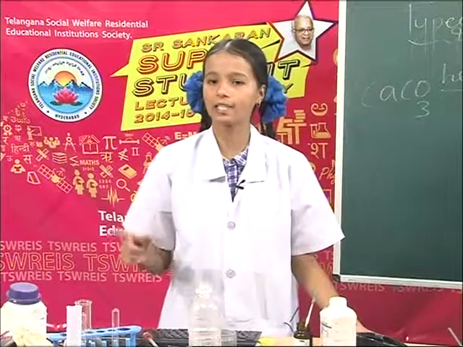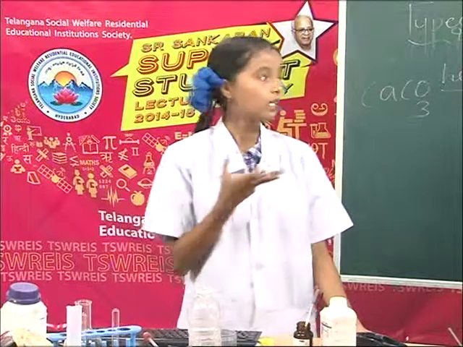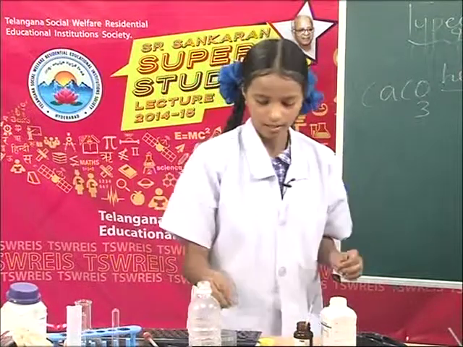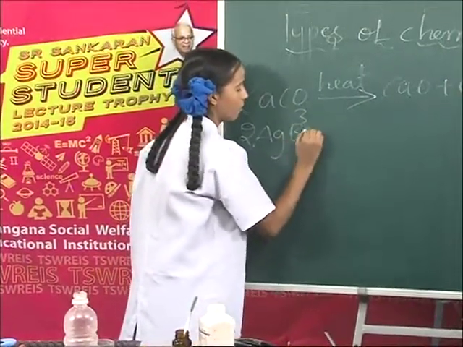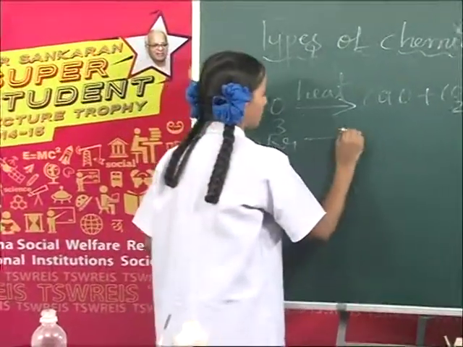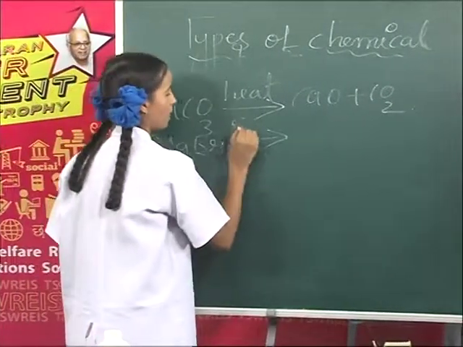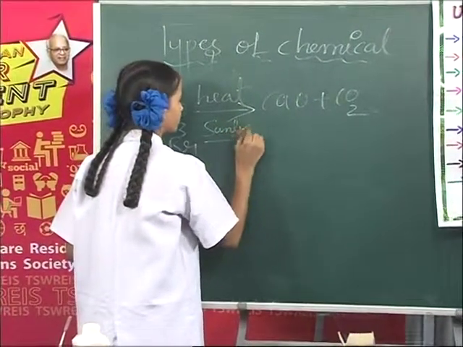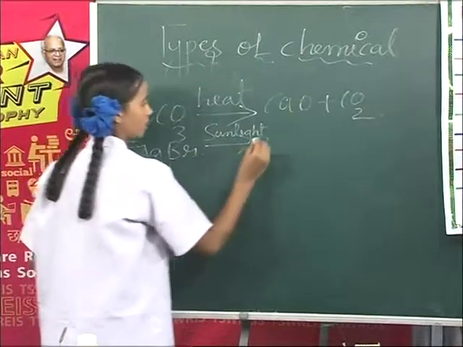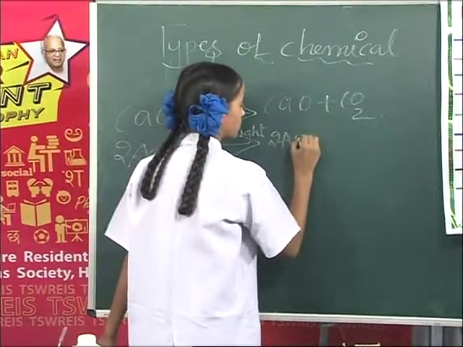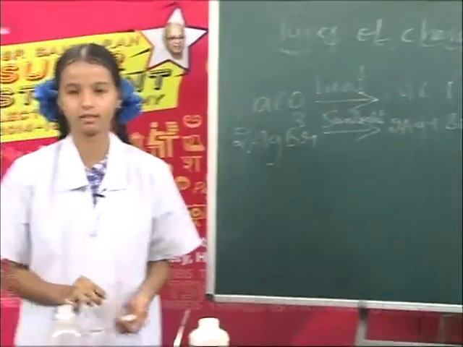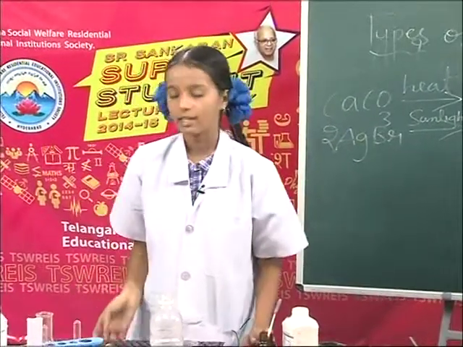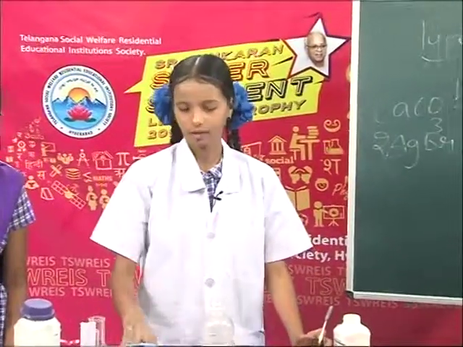The photochemical reaction is a displacement reaction. See, I will show. We have taken silver bromide, and we are keeping the silver bromide in the presence of sunlight. It is a displacement reaction. Yes, let's now show that in the PPT.